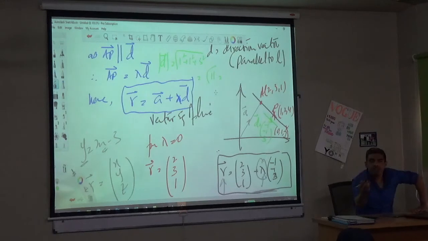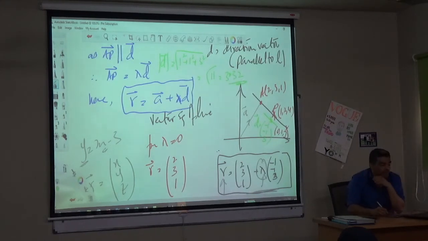Root 11 is how much? Can anyone just tell me the decimal value of root 11? Just an approximation. 3.32. So it's approximately around 3.32. That means this point was 3.32 units away from the fixed point A, and this point is around 6.64 units away.